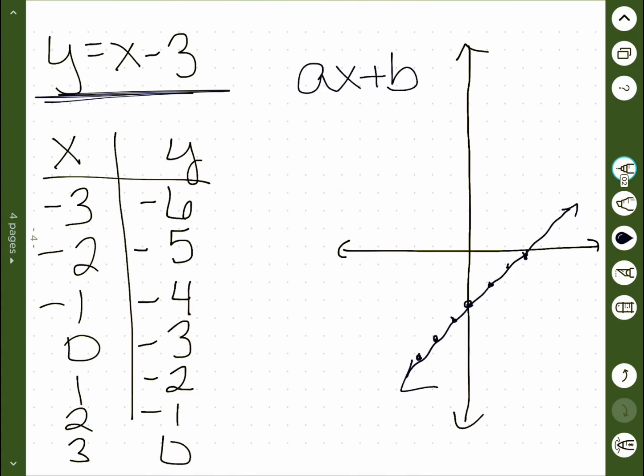I picked -3 to 3 because these are the most common, but ultimately you can pick whatever numbers you want. There may be some that are more convenient for you to pick. Generally, right around 0 tends to result in some of the smaller number answers, so that's what we went with here.